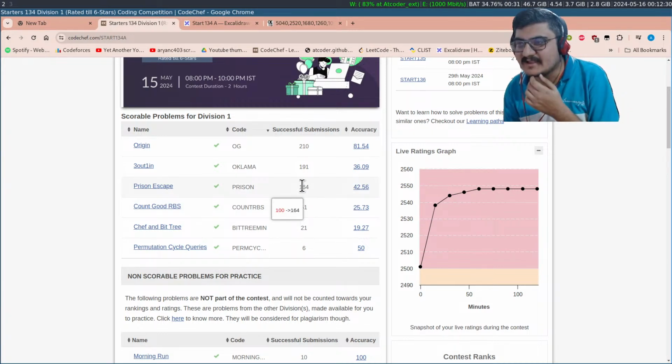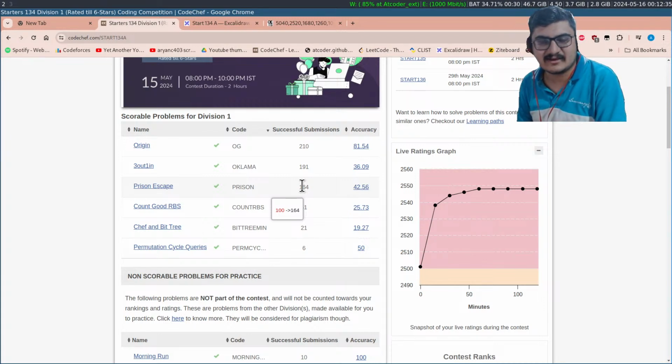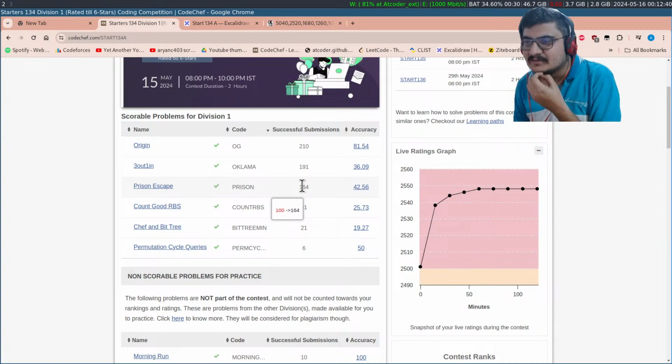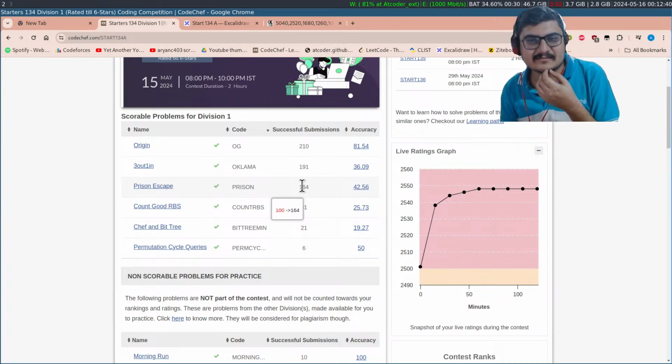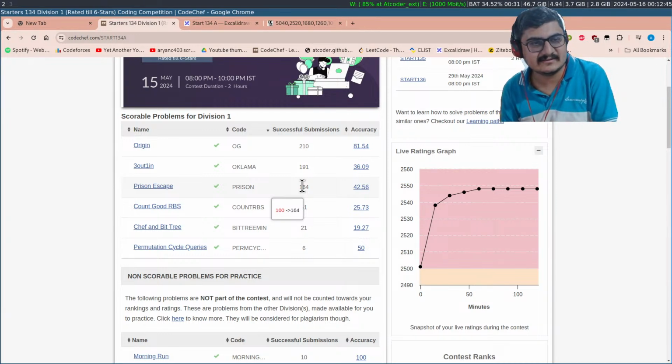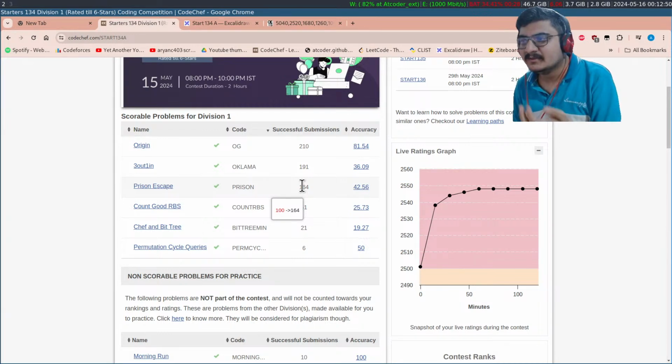Prison Escape: if you knew 0-1 BFS or multi-source BFS, you would have heard the term, and you should be able to solve it. 3 Out 3 In: getting the idea was a bit tricky here, like how many should be negative, positive, and then realizing this is always possible. But apart from that, once you get it, it's done.